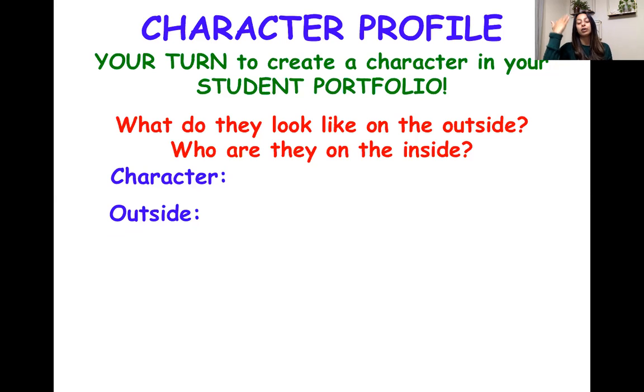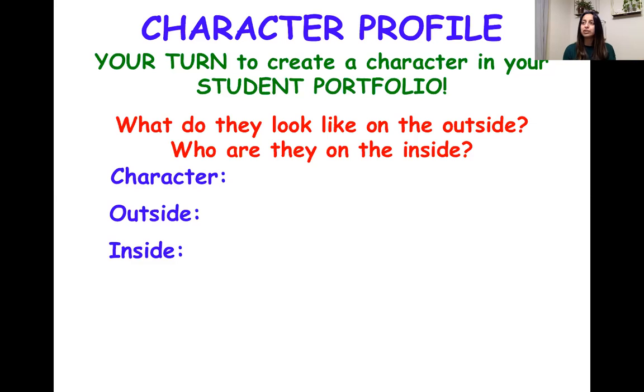Are they tall? Are they short? Are they fat? Are they skinny? Do they have green eyes or blue eyes? Do they have straight hair or curly hair, right? What are they wearing? Do they always wear shorts and a t-shirt? Or do they always wear a dress, right? What are they wearing? Then on the next line, you're gonna tell me about what they are like on the inside. Who is this character? What are their character traits, right?